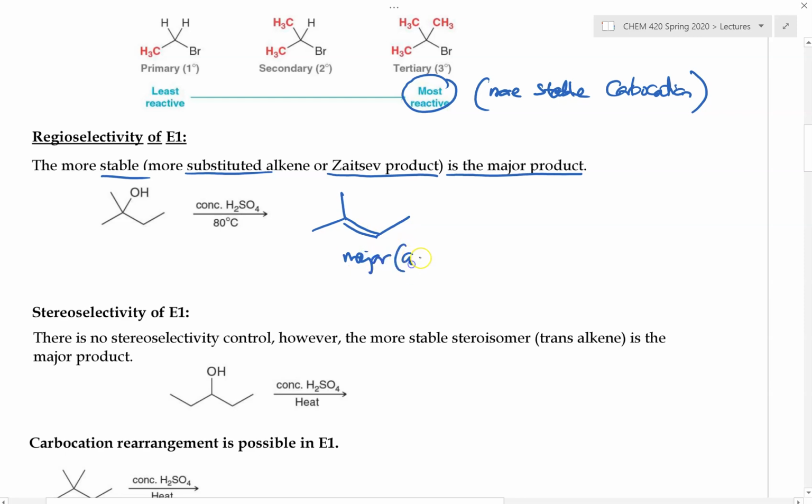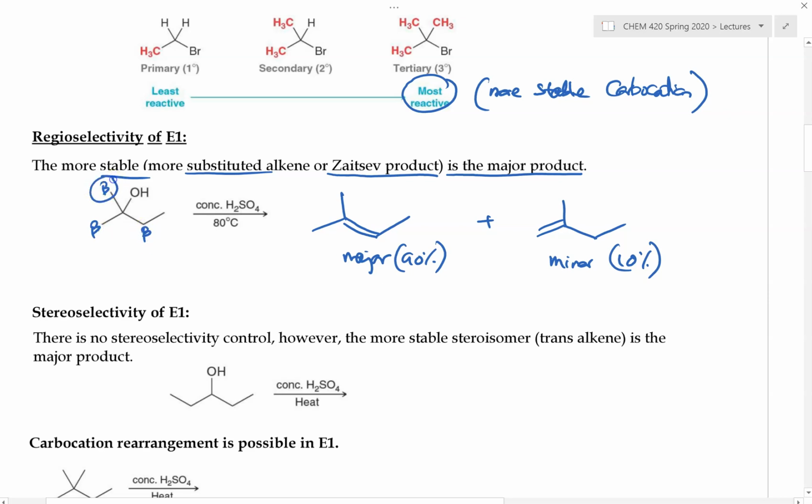In fact, the yield of this is 90%. The other alkene that can also be produced would be this following product. This would be the terminal alkene, and this is the minor product. The percent yield of this reaction is about 10%. So in this case, we have different beta hydrogens.